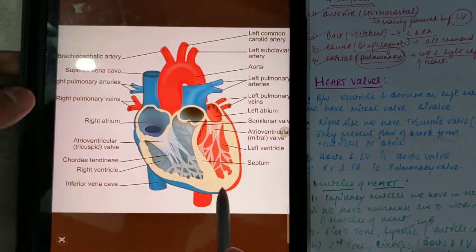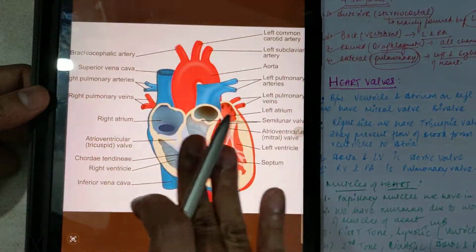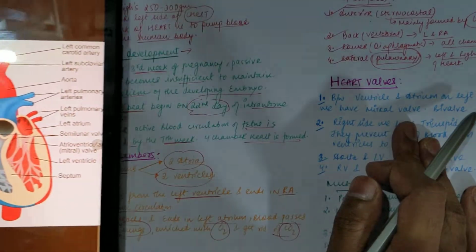And surfaces accordingly: this lower surface will be the diaphragm, and above, anteriorly, we will have the ribs over this when the heart is present inside the body.